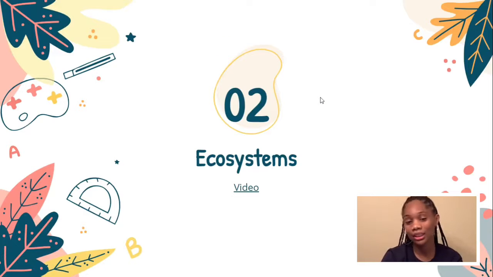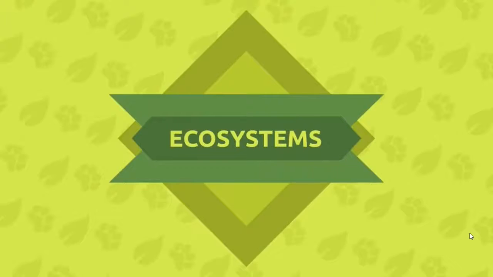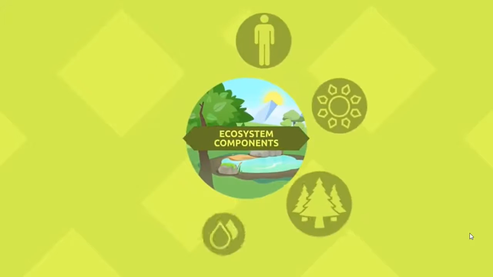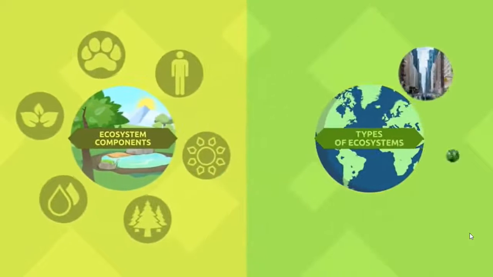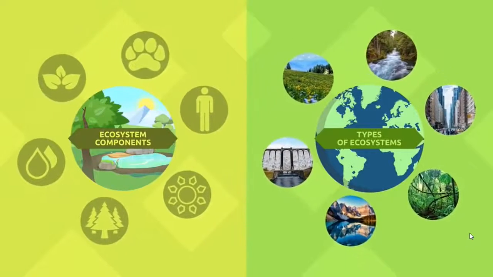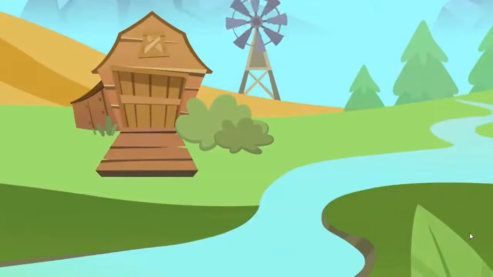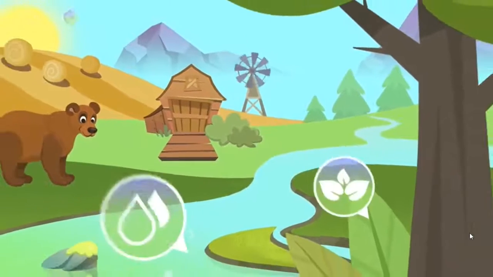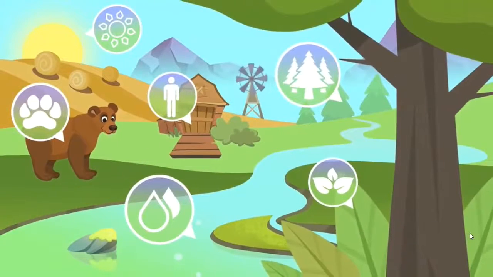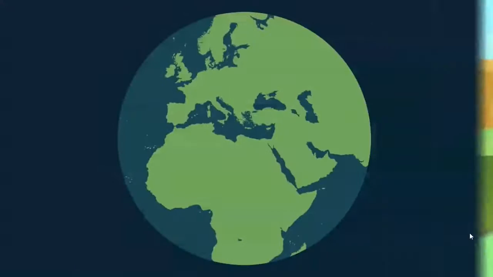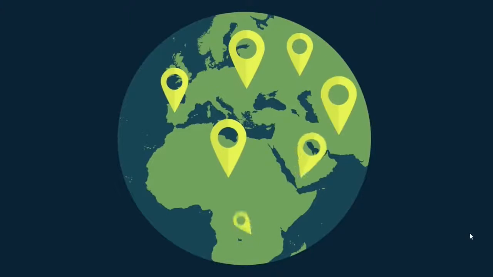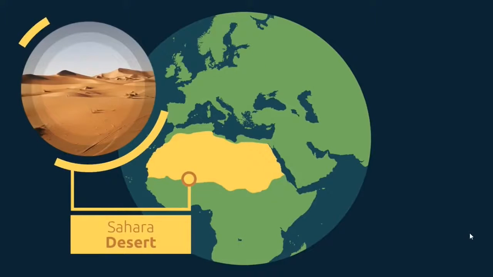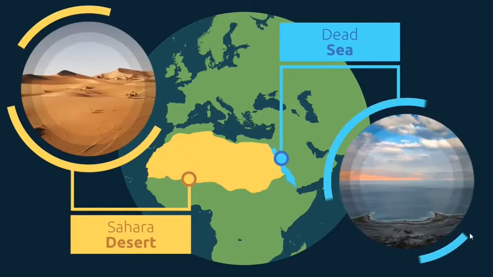Let's talk about ecosystems. Today we're going to learn what an ecosystem is, its components, and the different types of ecosystems found on Earth. Ready to learn about them? An ecosystem is the community of the living organisms and the natural resources of the environment in which they live. Ecosystems are found in different parts of the planet. They can be very big, like the Sahara Desert, or much smaller and circumscribed, like the Dead Sea.